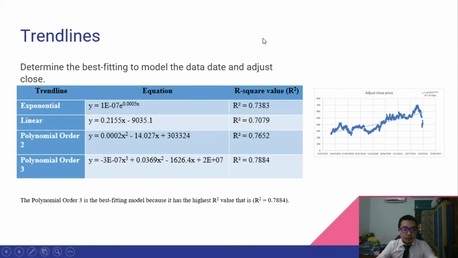Hi, my name is Ong Bing Yu. Now I will talk about the trend line. The first objective is to determine the best fitting model for the data set of adjust close. In this table, it shows the R square of each trend line. In conclusion, the polynomial order 3 is the best fitting model because it has the highest R square value, that is R square equal to 0.7884.